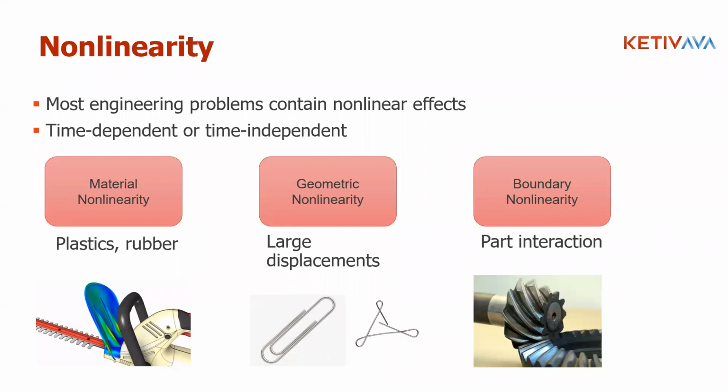Boundary nonlinearity comes mainly from part interaction, from contacts, right? Here we see the teeth of two gears interacting with each other. This is a fairly complex contact because it's not as if the two teeth are fully interacting with each other at all times. As there is motion between one gear and another, the area that is actually in contact constantly changes. And so that level of complexity turns this into a nonlinear problem.